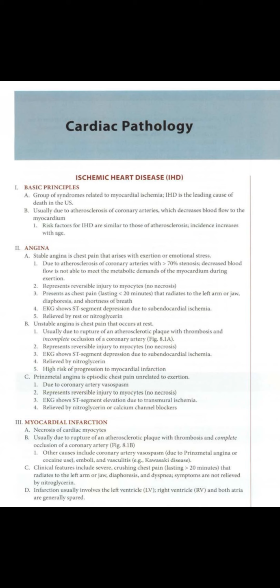Unstable angina is chest pain that occurs at rest, usually due to rupture of an atherosclerotic plaque with thrombosis and incomplete occlusion of a coronary artery. It represents reversible injury to myocytes, with no necrosis. EKG shows ST segment depression due to subendocardial ischemia, relieved by nitroglycerine. There is a high risk of progression to myocardial infarction.